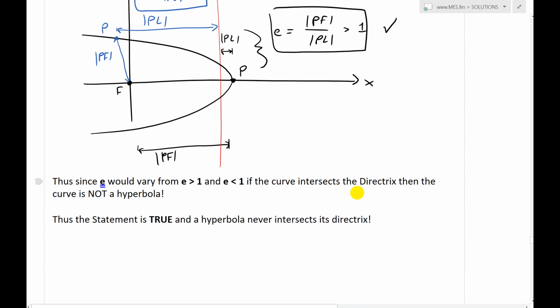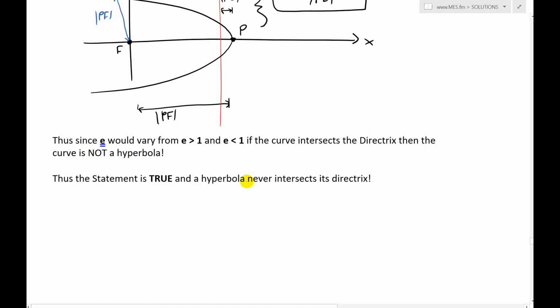And here I've just typed that out. So thus, since the eccentricity E would vary between E greater than 1 and E less than 1 if the curve intersects the directrix, then the curve is not a hyperbola. So thus the statement is true: a hyperbola never intersects its directrix.